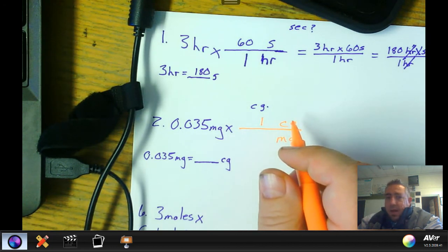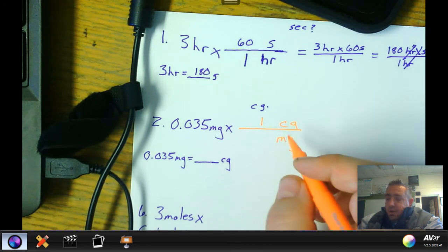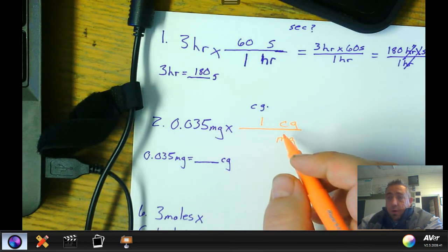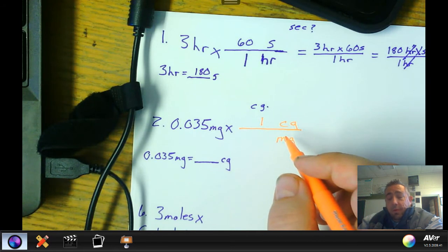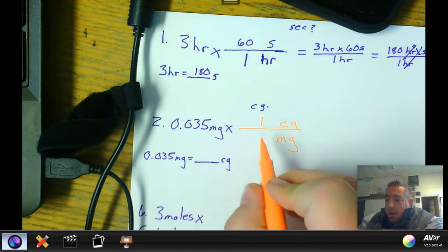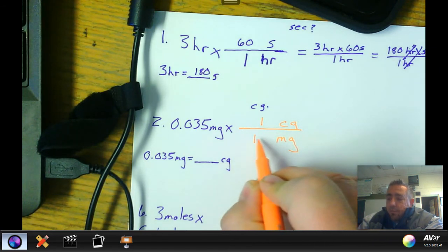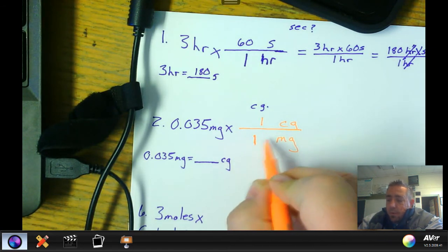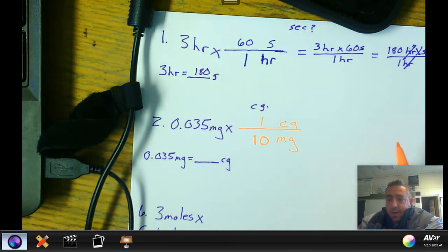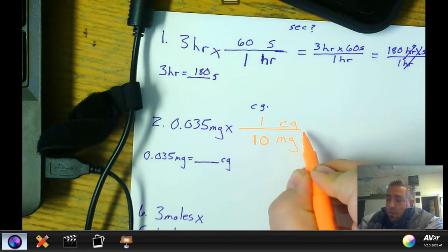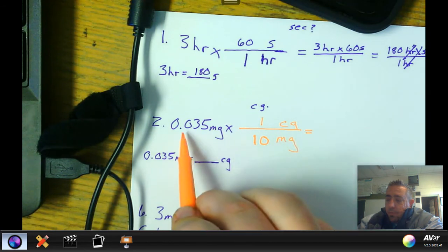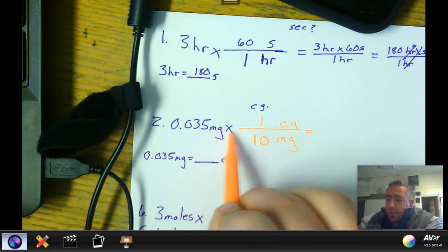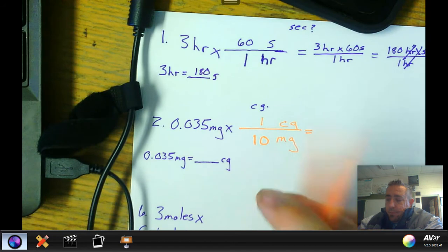If we look back to our sheets, or if you think about a ruler, how many millimeters are there in 1 centimeter? There's 10. So our conversion unit here is 10. Okay. So we do our math: 0.035 times 1 divided by 10.